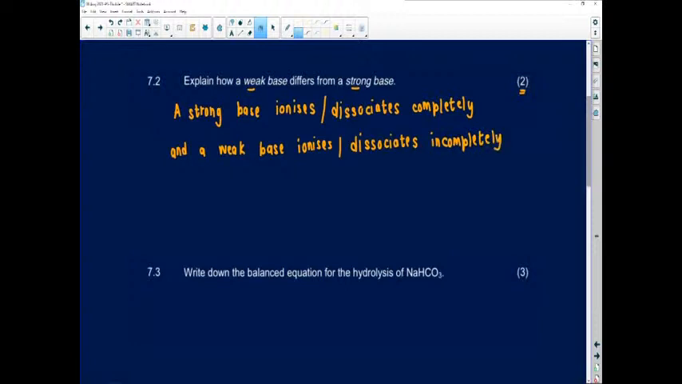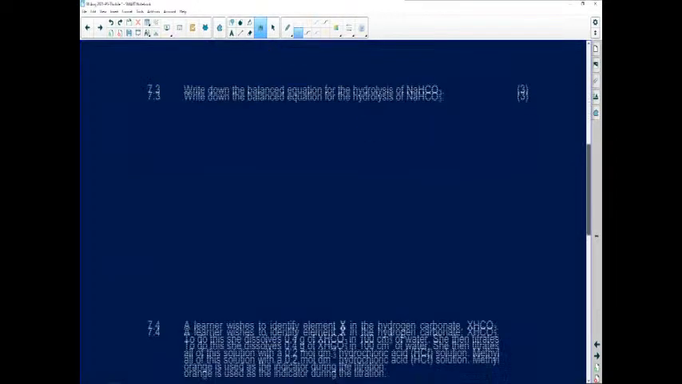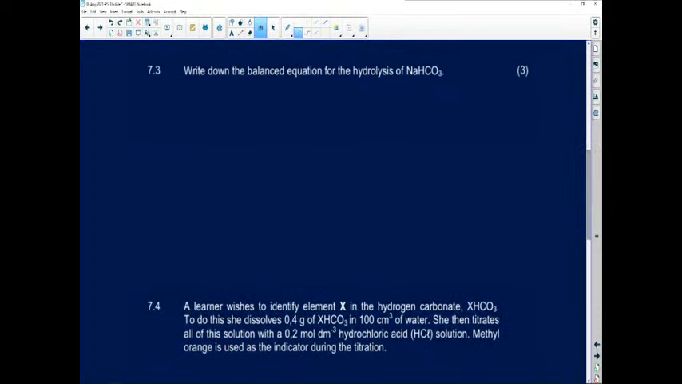So this is the important terminology that the examiner is looking for, where we say a strong base ionizes or dissociates completely, whereas a weak base ionizes incompletely or partially. It means, yeah, it does, but not really or not quite, right? So this one says, write a balanced equation, and this one is for 3 marks.